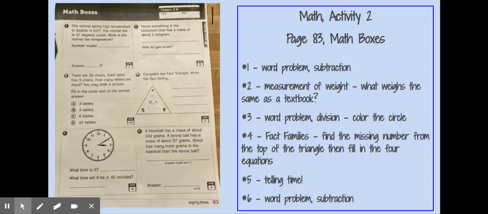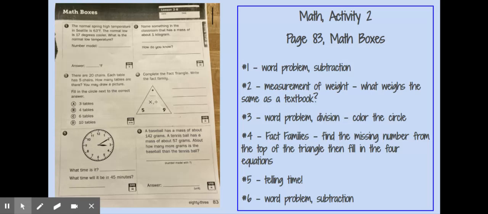Number 3 is a word problem where they have to divide, and when they have the answer, they need to color in the bubble that matches the answer that they chose. Number 4 is a fact family or a fact triangle. The numbers 5 and 9 are on the bottom, and the top has a dot and then a line and then math symbols. The dot lets the students know that is the largest number in the triangle, and the line is for where they can put the missing number.